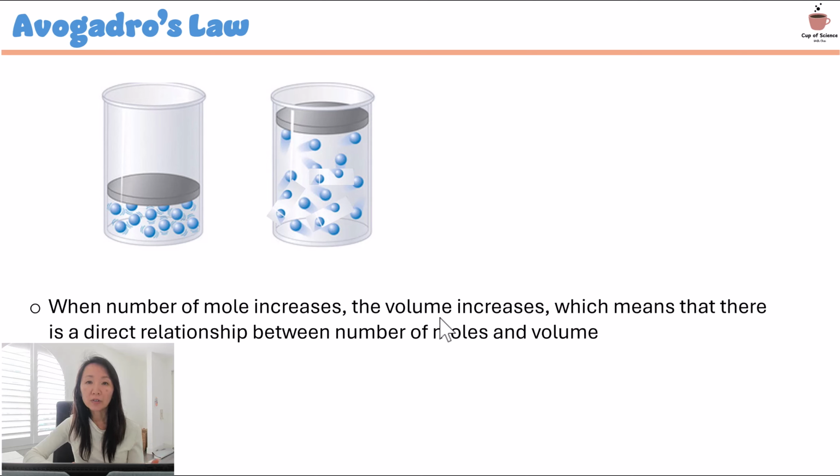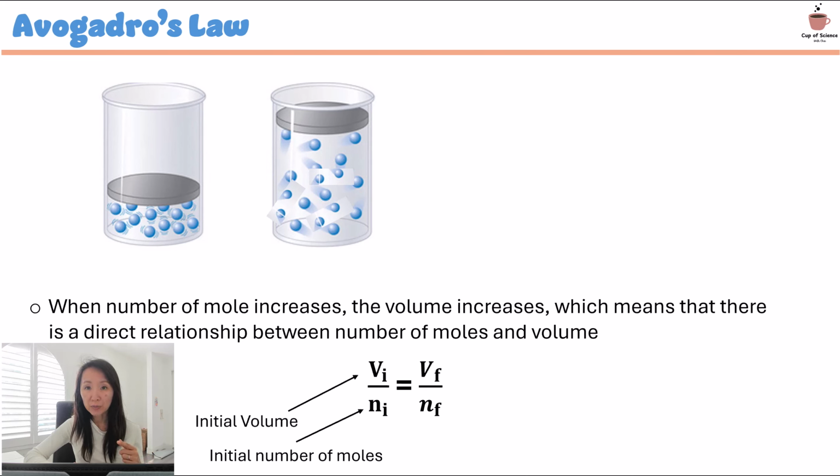So in Avogadro's law, we can come up with this particular equation: Vi over Ni is equal to Vf over Nf. Vi represents initial volume, Ni represents initial number of moles, Nf represents final number of moles, and Vf represents final volume.